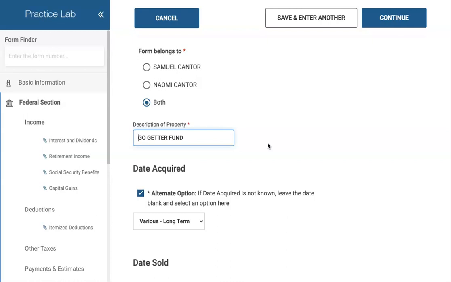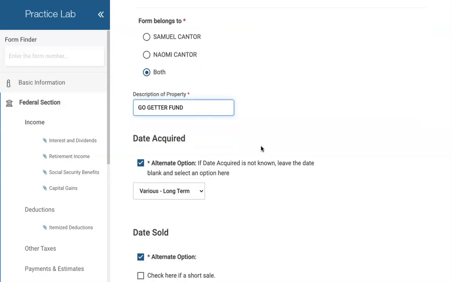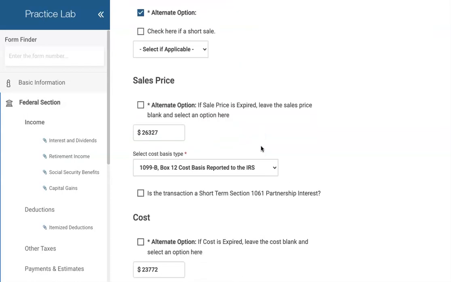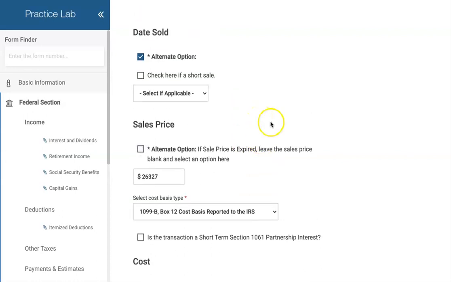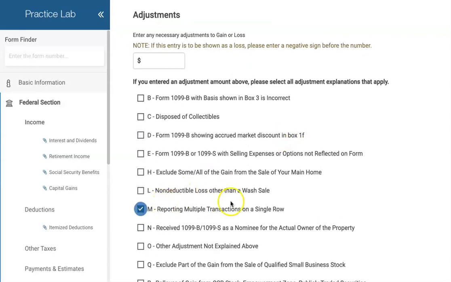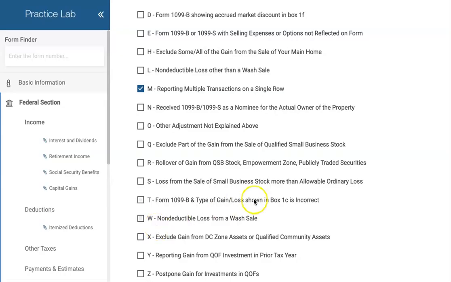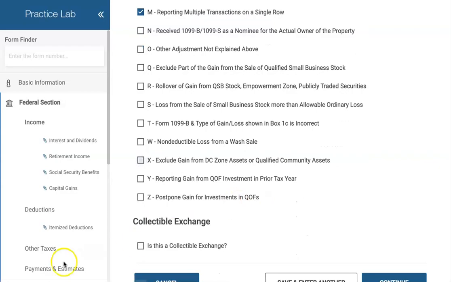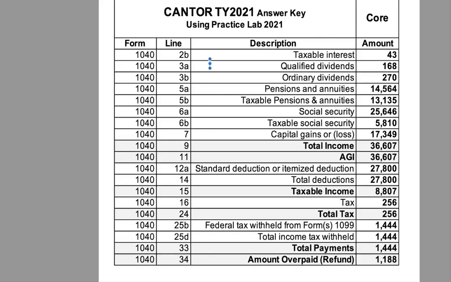I would be inclined more to do Sonic brokerage, quite frankly, but it doesn't really make any difference. So everything else is the same here. We've selected alternative option for date sold, and we've clicked M. That's critical. So pretty straightforward, very similar. Let's take a look at the answer key.